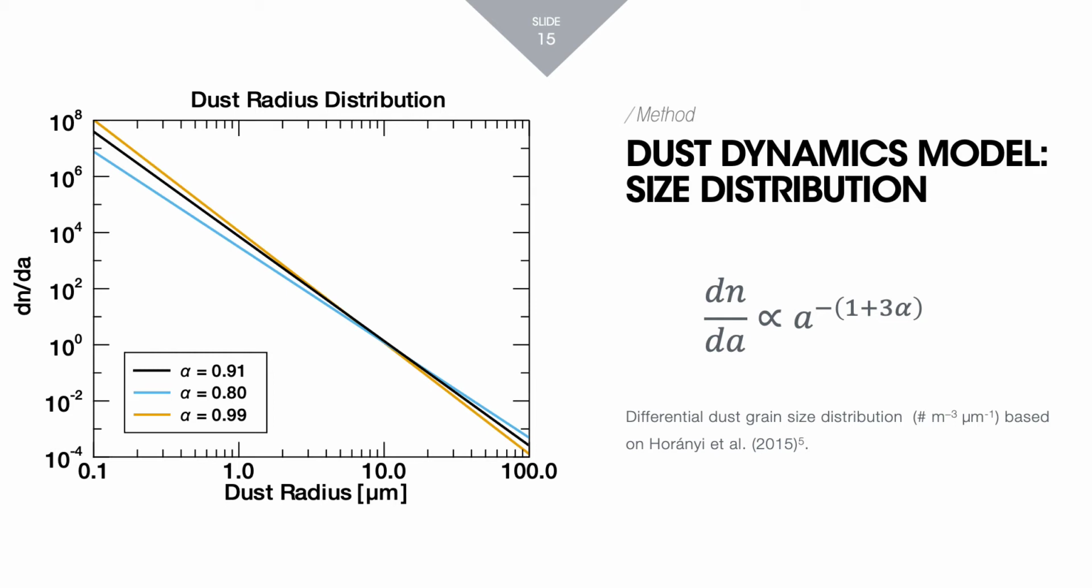However, values are expected in the range of 0.5 to less than 1, with in situ measurements of impact-generated ejecta clouds at the Galilean moons being consistent with alpha equals 0.8. Therefore, we vary alpha between 0.8 and 0.99 to assess the influence of the power law slope on the distribution of dust radii and resulting radiances, as seen in this plot.